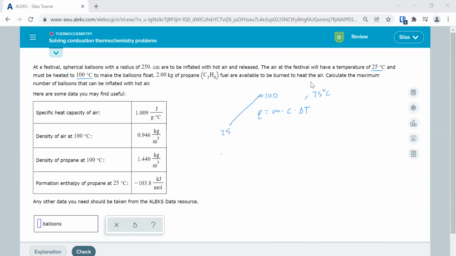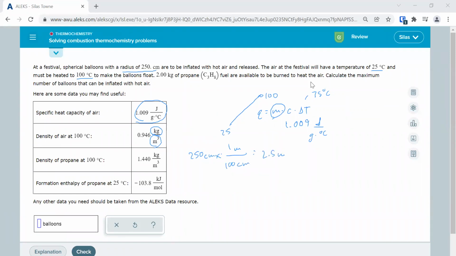Now we're also given our specific heat, 1.009. But the hard part of this part, and there's multiple parts to this, is solving for that mass. Okay, so we have a radius given of each balloon. Now you can see the density. We're going to solve for mass from the density. It's in meters cubed, so I'm going to convert centimeters to meters. So I get 2.5 meter radius.